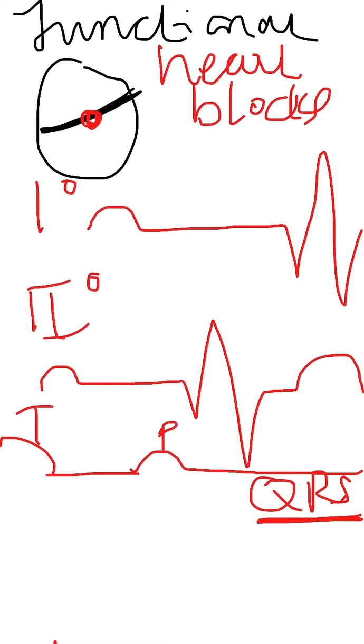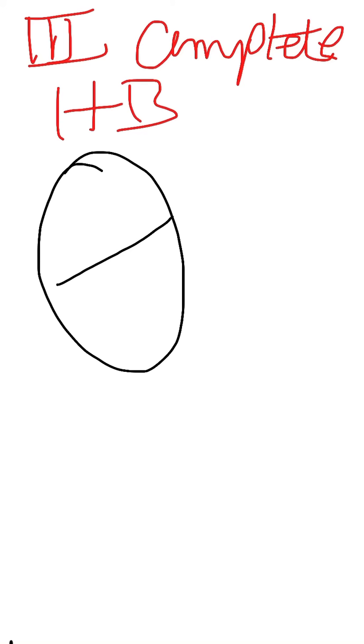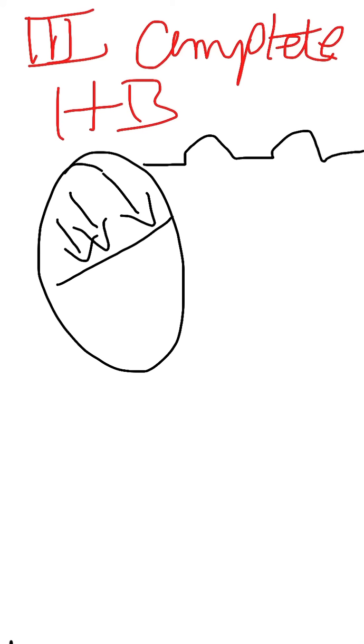So the third one is actually known as complete heart block. In the complete heart block, we are talking about none of the P waves forming a QRS. So this results in the following. You have the upper part, the supraventricular area, coming up with impulses, and these impulses are going to form P waves. But when they reach here, you find that they are completely blocked.